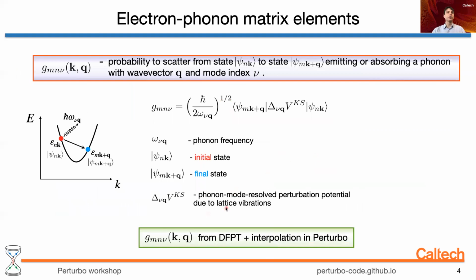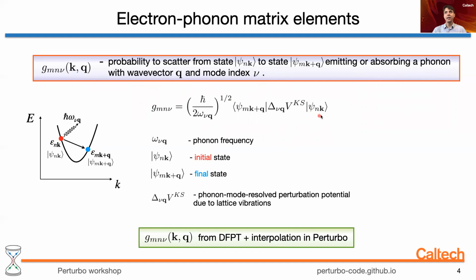So let us first consider an electron at its initial state nk, and we assume that it undergoes a transition to the final state mk+q, and it emits a phonon with the frequency omega. Then the electron-phonon matrix element will give us the probability of scattering from this initial state to the final state. So here's the expression of this electron-phonon matrix element.